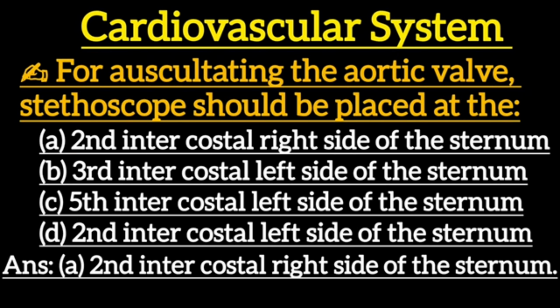Next one is, for auscultating the aortic valve, stethoscope should be placed at the option A, second intercostal, right side of the sternum. Option B, third intercostal, left side of the sternum. Option C, fifth intercostal, left side of the sternum. Option D, second intercostal, left side of the sternum. Correct answer is option A, second intercostal, right side of the sternum.